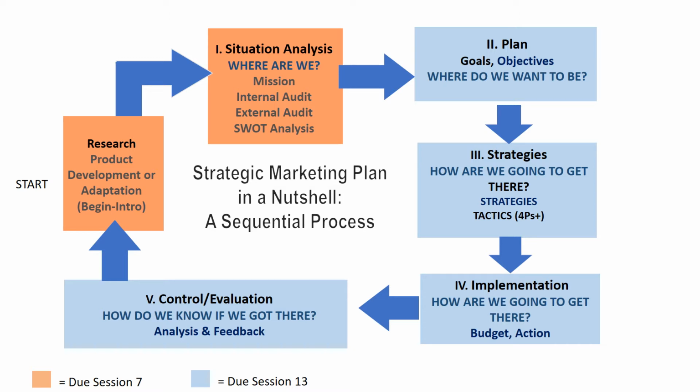The steps in blue are for the second half of the project. But first, you will need to submit the situation and SWOT analyses in session 7. Once approved, your team then completes the other steps that answer the questions, where do we want to be, or your objectives? How are we going to get there, your strategies and tactics? And finally, how do we know we got there, or the control and evaluation step of the process?